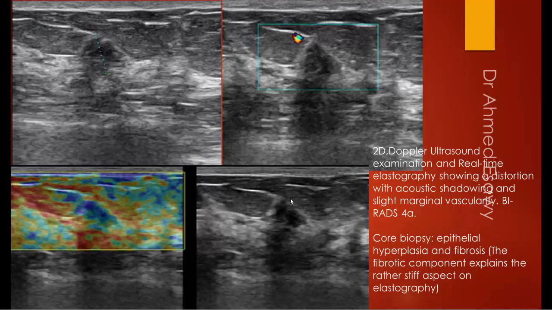Doppler ultrasound and real-time elastography show distortion with acoustic shadow and slight marginal vascularity, classified as BI-RADS 4A. Core biopsy shows epithelial hyperplasia and fibrosis. Fibrotic component explains stiff aspect on elastography.